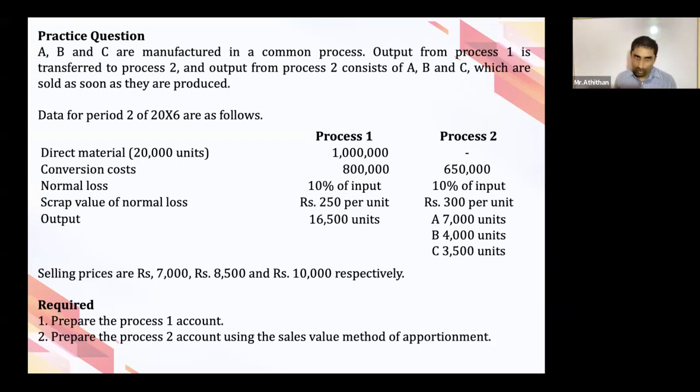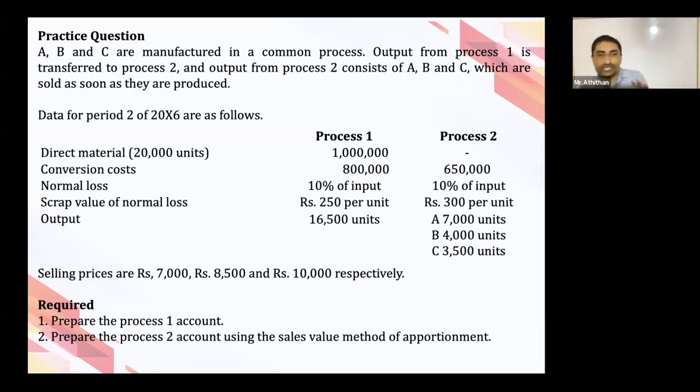Data for period 2 of 2016. We need to prepare the account for process 1 and the account for process 2. When we are doing the process 1 account, no special treatment is needed, as usual. In process 2, at the end of the process, we have to split the output separately for A, B, and C. Right? Okay.